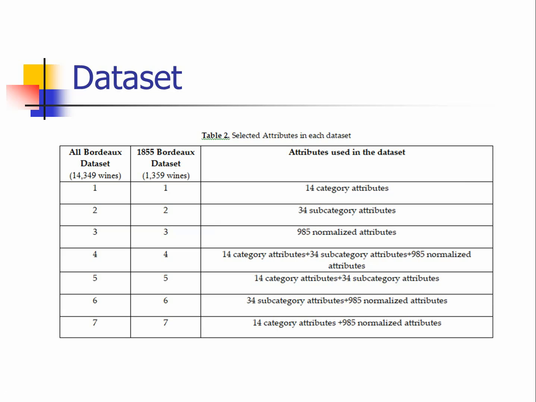Before we look into the results, I want to talk about how we do the experiments. You know that we have a set of attributes coming from the category. We have a set of attributes coming from the subcategory. We have a set of attributes coming from the fourth column, which are the normalized attributes. Before we do anything crazy, we simply try to see what the results are if we only use the 14 category attributes, as well as what happens if we only use the 34 subcategory attributes. And what happens if we use the 985 normalized attributes, which is the experiment we presented in the previous research.